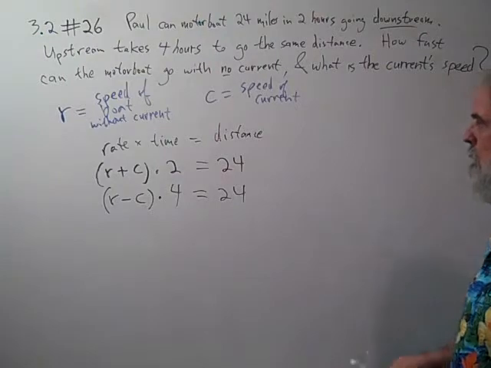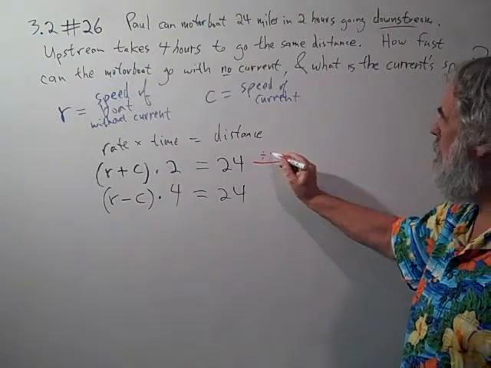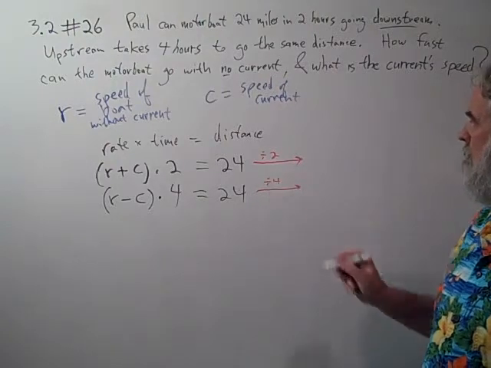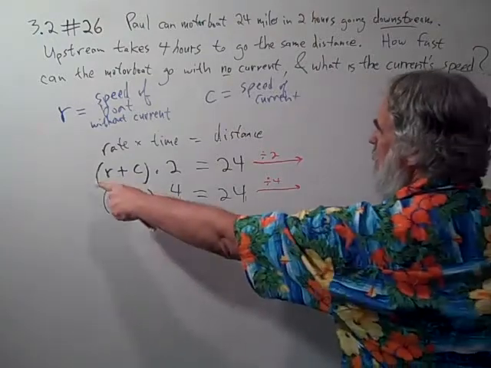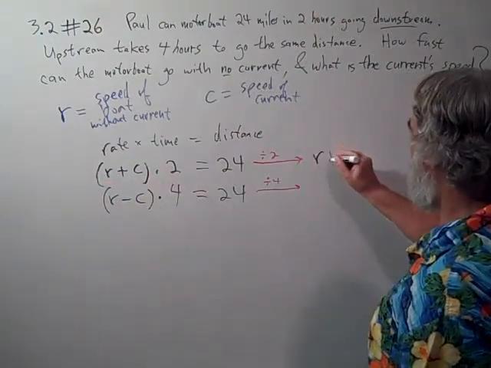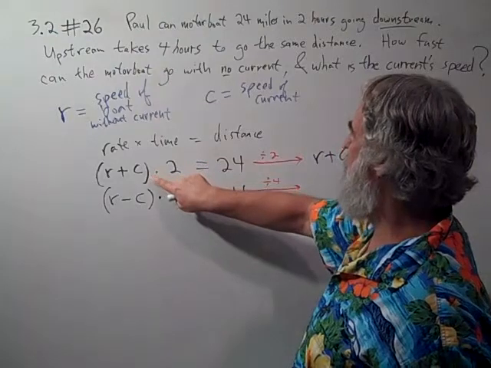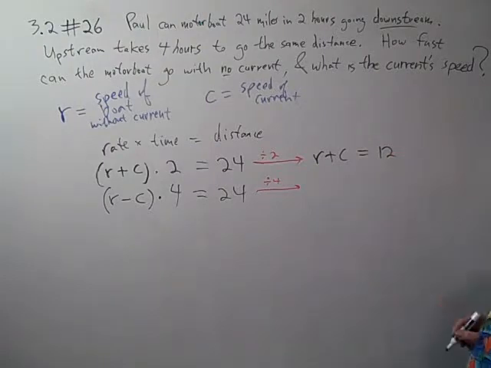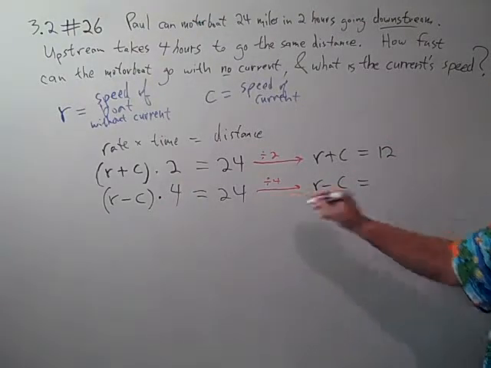So right away we have two equations, and notice if I divide by 2 on both sides of that equation and divide by 4 on both sides of the second equation, we end up with something really nice. Now, dividing the left side by 2 just cancels the 2 and it leaves R plus C. The 2's simply cancel. It's a common factor. It's a factor because the numerator is that times 2, the denominator is 2, the 2's cancel. And 24 divided by 2 is 12. The second equation, when we divide by 4, the 4 cancels, so you're left with R minus C on the left side. And 4 divides into 24 6 times.